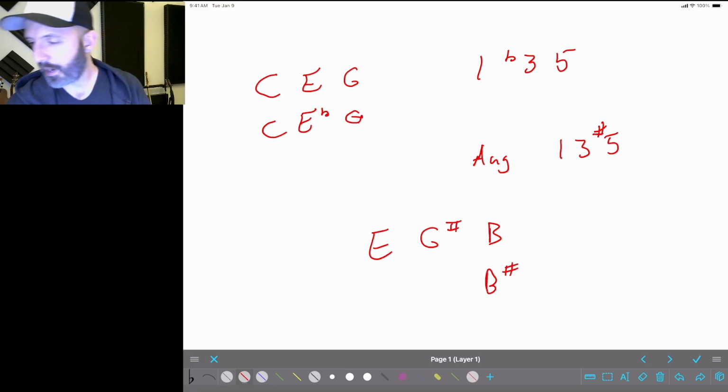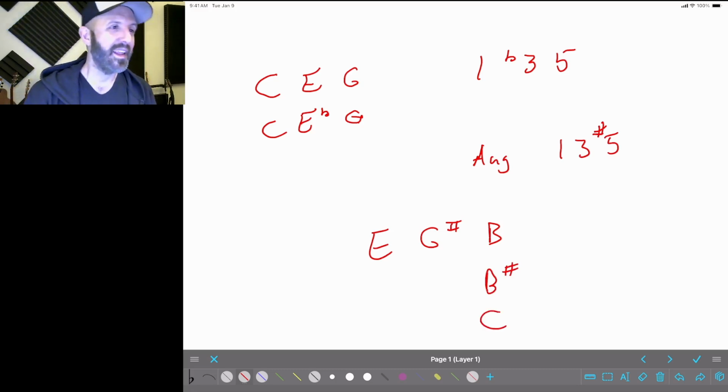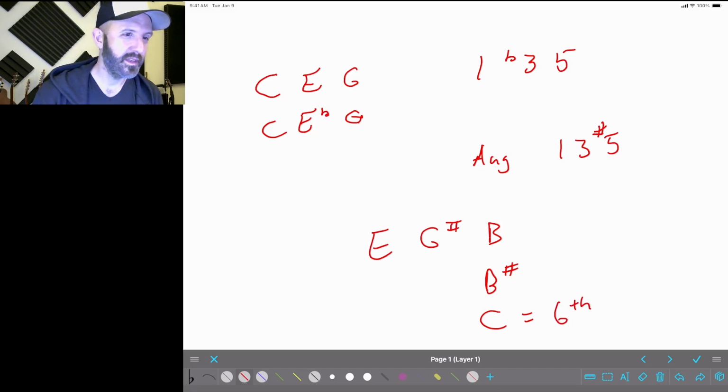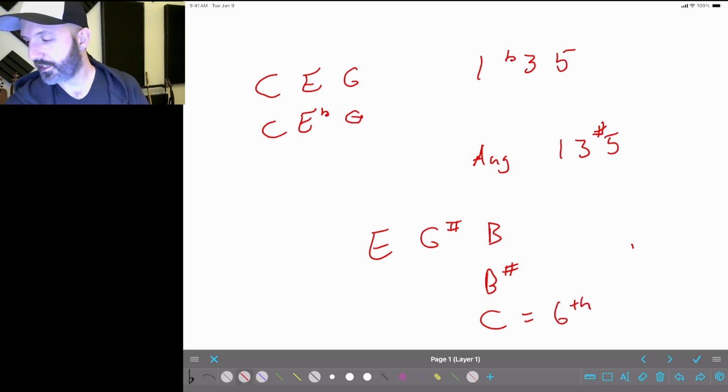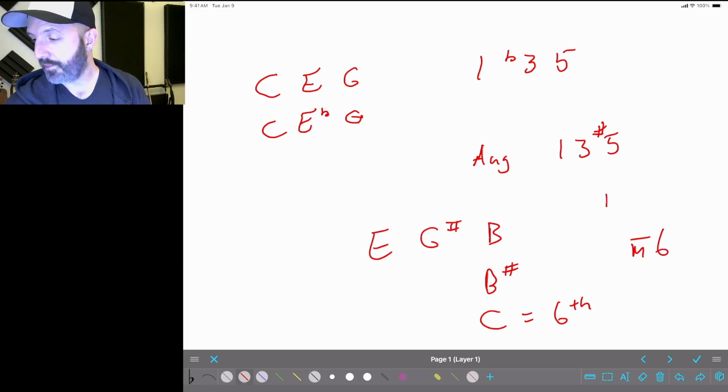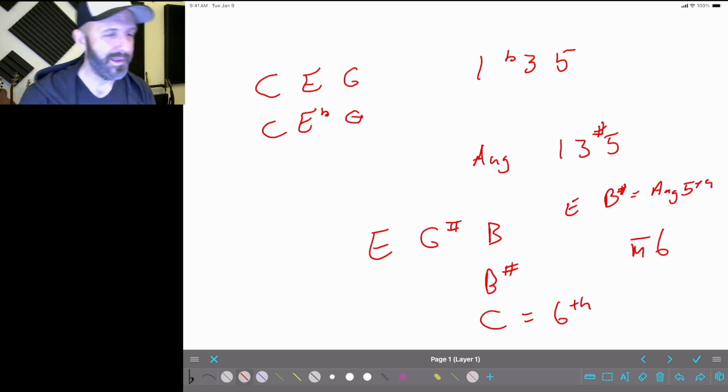Someone might ask, why wouldn't we just call this a C? Well, in theory land, a C is equal to some kind of sixth. To be precise, it's going to be a minor sixth. Whereas E to B sharp is going to be an augmented fifth. I know, it's just stuff you need to know.